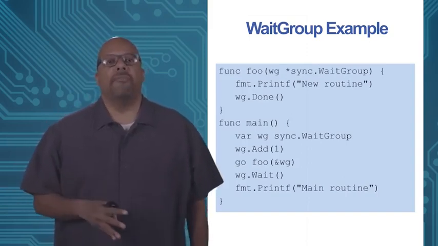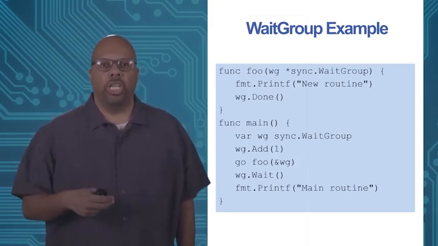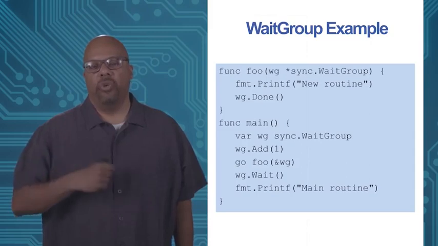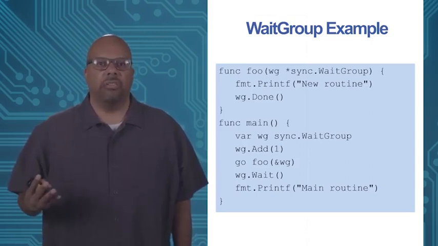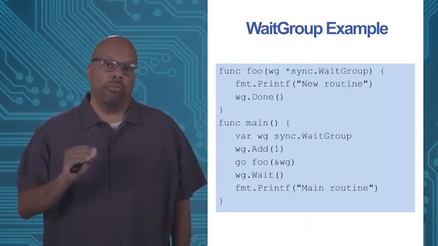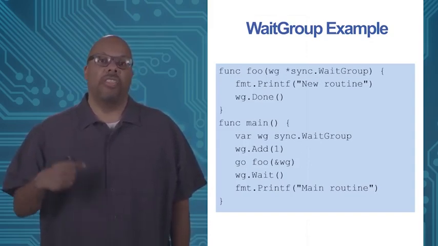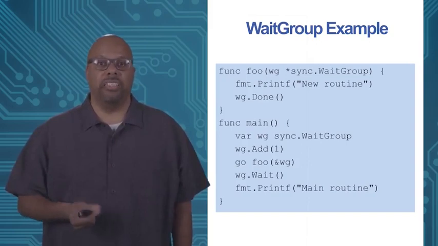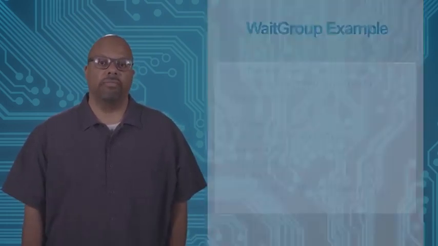So in this way, my main won't just end early and cause the foo go routine to never complete, right? Now the main won't exit and won't print main routine until after the foo go routine has already completed and done its job and printed new routine.